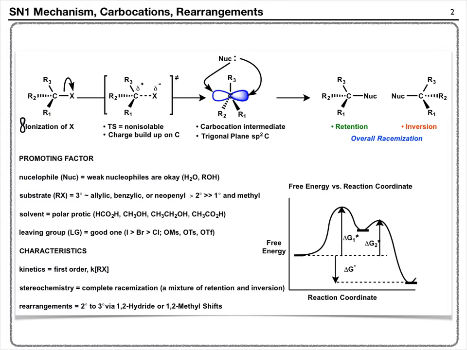So as you do this, you're going higher in energy. As we can see on the energy curve here, we're at some relative free energy and we're going uphill, because as you ionize, that's higher energy. Now what you're forming is a carbocation, so you're sp2 hybridized. And then your nucleophile can attack from either lobe.